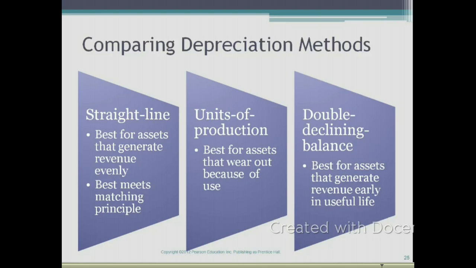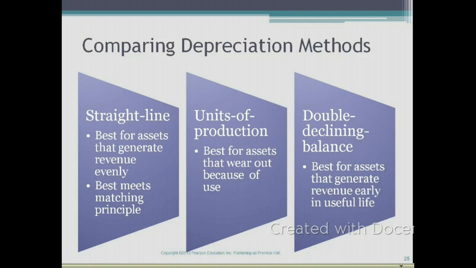Units of production is good for assets that wear out because of use. Typically all the construction equipment, the Caterpillar machines that you see for road construction, those use units of production. Double declining balance is best for assets that generate revenue early in their useful life. Also, whenever you're using double declining balance, your depreciation expense is much higher in the earlier years than in the later years.